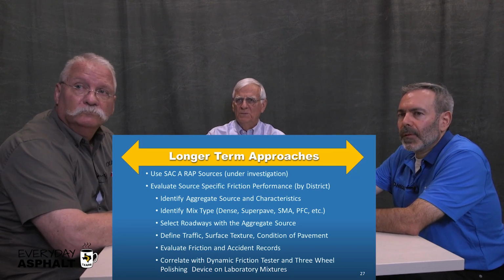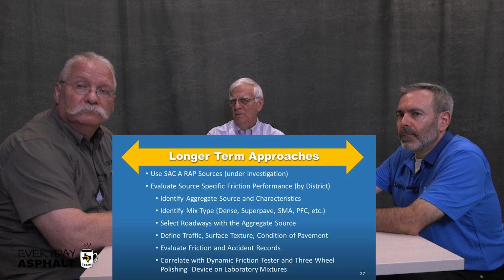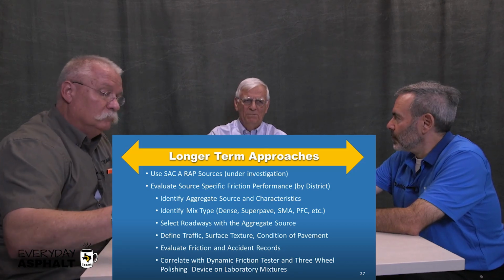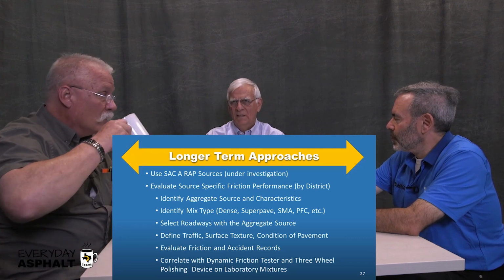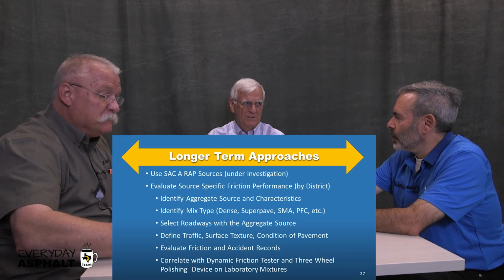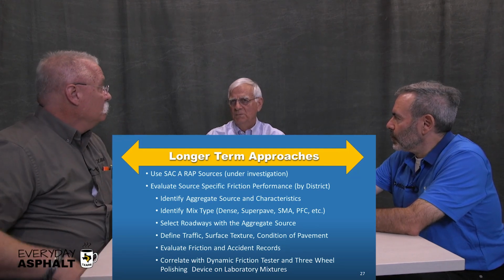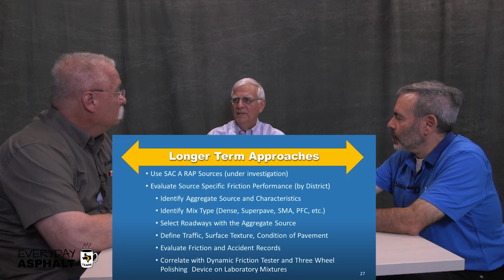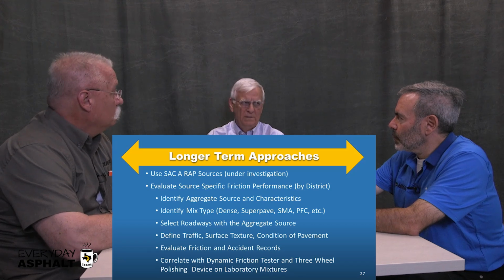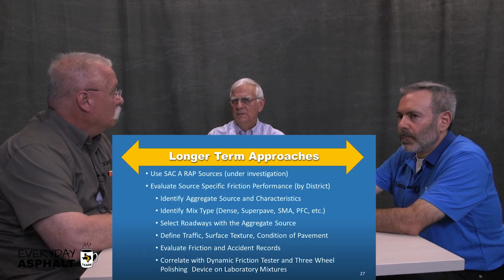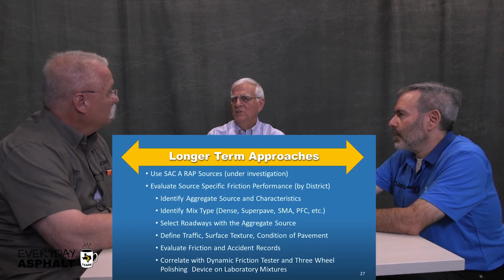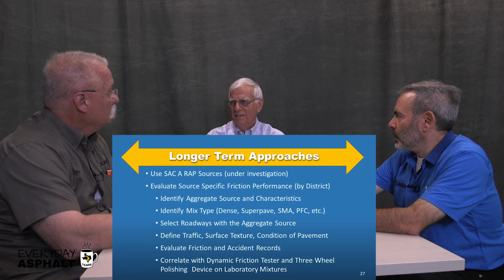Evaluate source-specific friction, which can be performed by districts. There's some aggregates that some people call B plus, A minus, whatever you want to call them, that maybe don't meet the SAC A aggregate requirements, but they're pretty high on the acid insoluble scale, or they don't seem to polish very frequently. Maybe they can be used on some intermediate traffic volume roadways that we don't pick up with our 2088 form right now. And that will be a decision that's made once we come to that. It should be based on data.